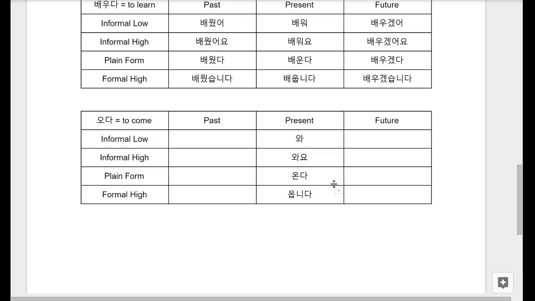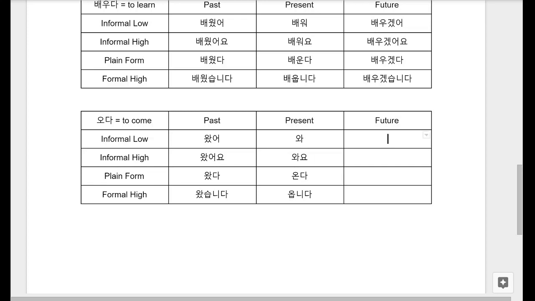So this says 옵니다. In the past tense, very similar to this, I'm going to have o, and what I'm going to add to it is that, followed by that. Now this and this can merge to each other. So you could actually write it as 오왔어, but these two can merge and can be 왔어. The informal high looks exactly the same, but it's 왔어요. The plain form looks exactly the same, but it's just 왔다. And the formal high respect is the same, but it's 왔습니다.